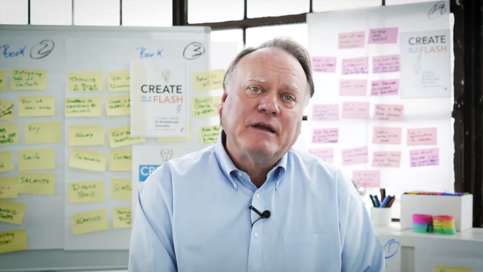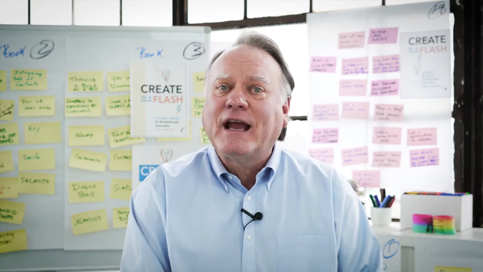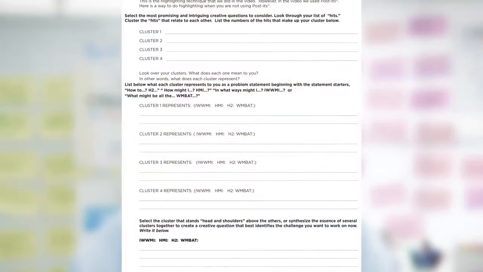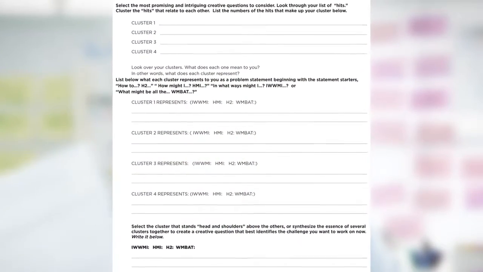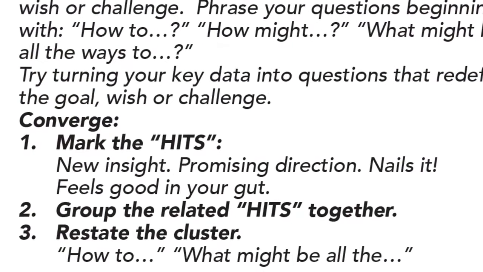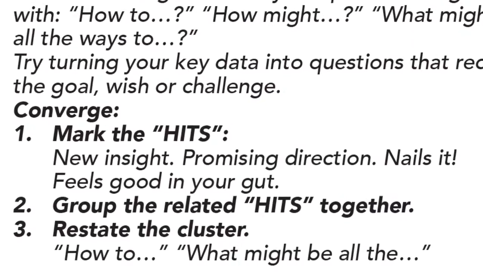If the book is the recipe, this video is your cooking lesson on selecting the best problem to solve using highlighting. You'll find the highlighting technique on page 2 of the Clarify the Problem handout. Here's where we're at in the creative problem solving process. Clarify the problem, and now we're converging.